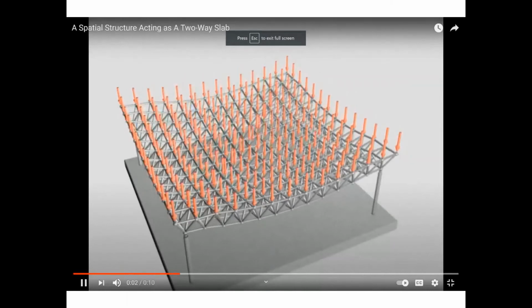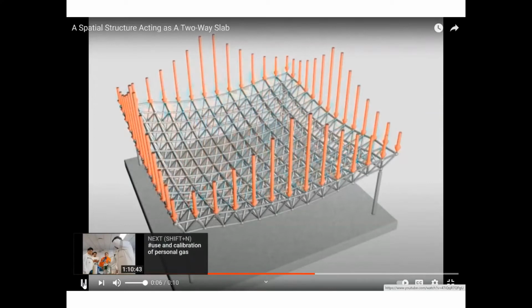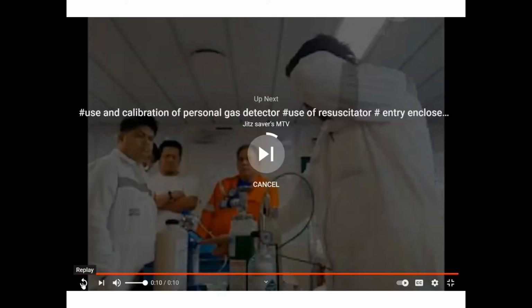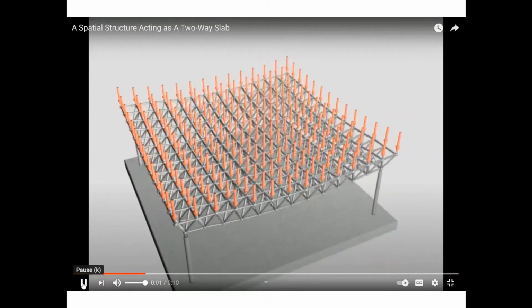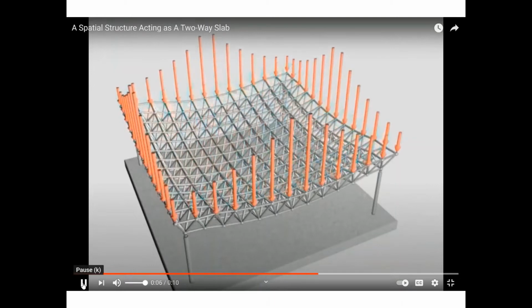Because this spatial structure bends in two directions when loaded, it can be idealized as a two-way slab. One more time. Because this spatial structure bends in two directions when loaded, it can be idealized as a two-way slab.